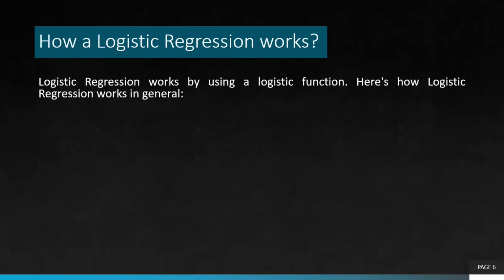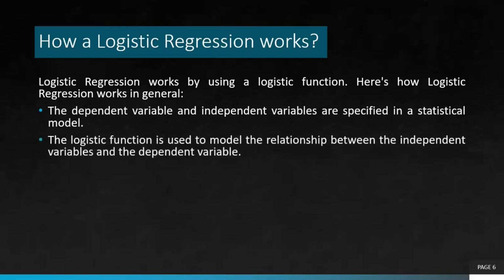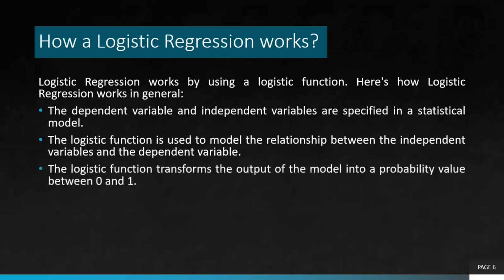So, how does logistic regression work? Logistic regression works by using a logistic function. Here's how logistic regression works in general. The dependent variable and independent variables are specified in a statistical model. Then the logistic function is used to model the relationship between the independent variables and the dependent variable. Then the logistic function transforms the output of the model into a probability value between 0 and 1.